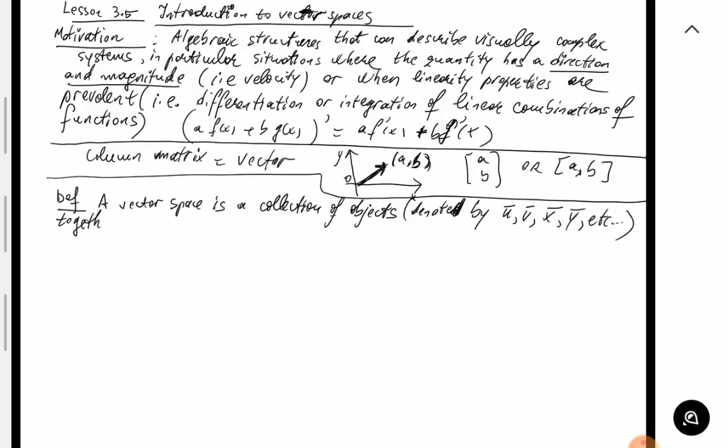together with scalars, which in the context of vector spaces, at least the ones that we deal with, are just real numbers.